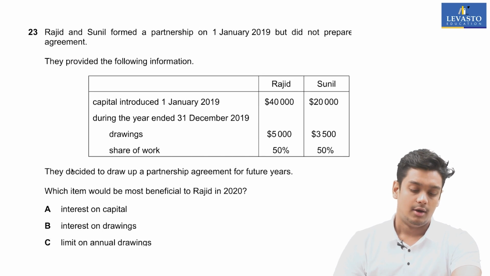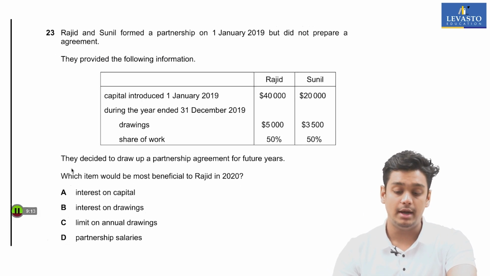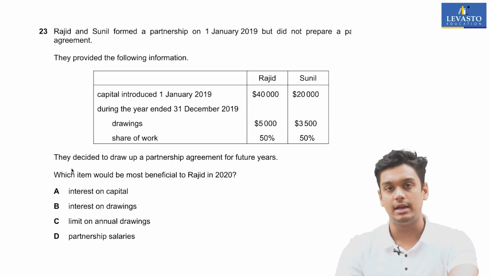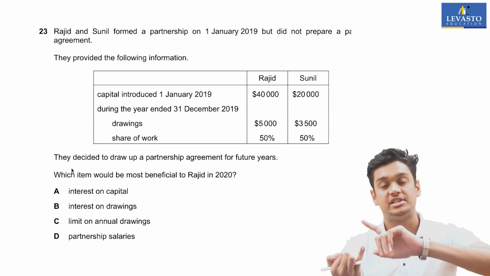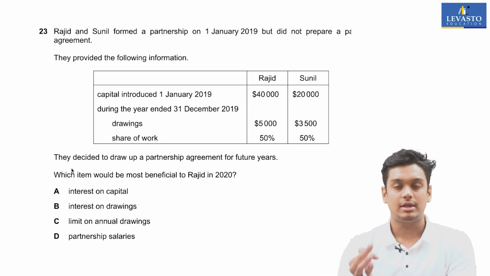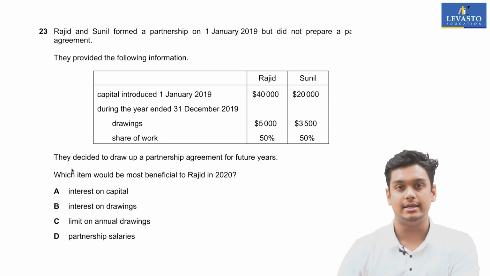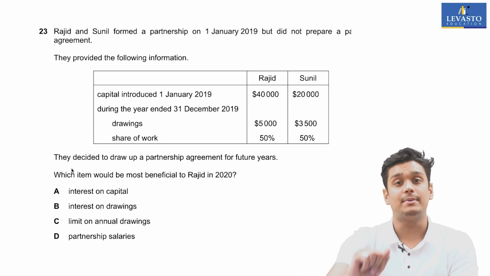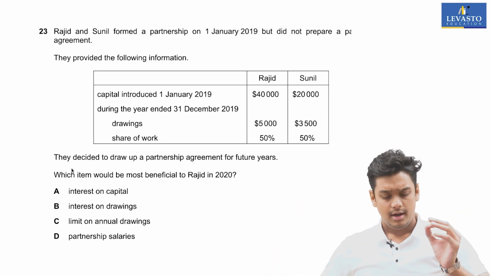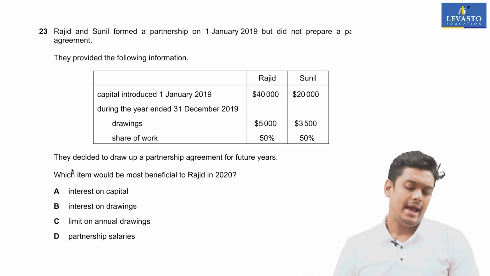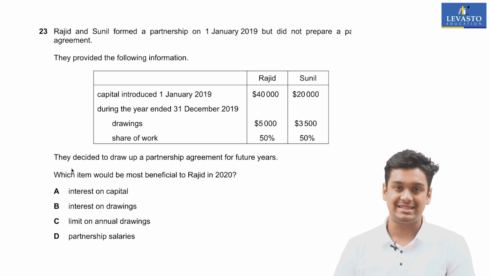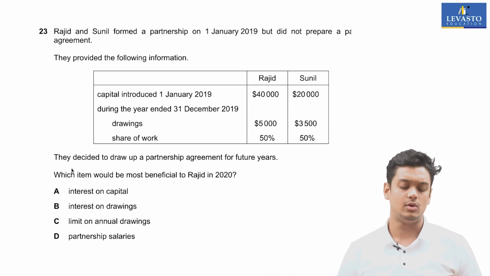23rd one. Rajit and Sunil formed a partnership but did not prepare a partnership agreement. Just to give you a small insight, if there is no agreement, business has to share profits and losses equally, invest equally. No interest on capital, no interest on drawings, no salaries. If a partner gives a loan, 5% interest. There is so much of requirements such as that. Now, R has invested 40,000, Sunil has invested 20,000. Drawings, R has taken more money, share of work is equal.